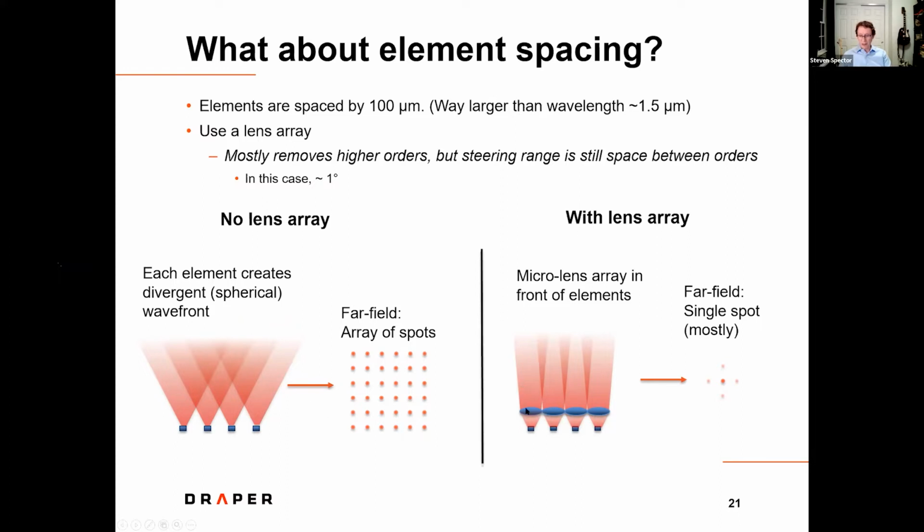And then if you put a lens array here, what happens is the lens essentially collimates the light. You put it at the focal plane of these emitters, and you get collimated light from each lens. They're small, so they're still somewhat divergent. But this creates what's essentially a flat phase across this whole region. And so you get mostly a single spot, mostly.